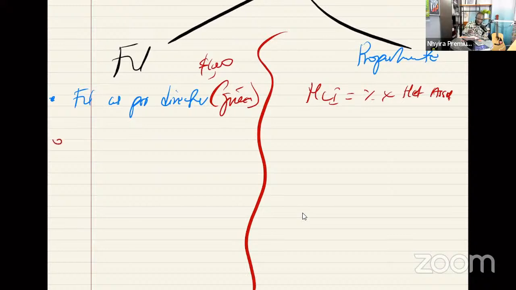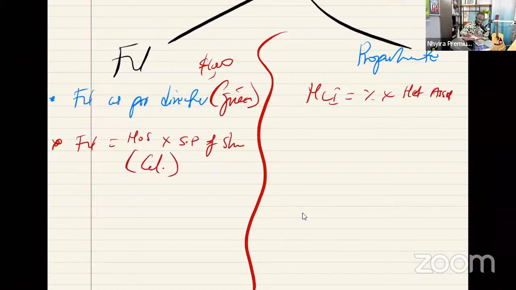But other times, NCI can be valued at fair value using the number of shares that they own in the subsidiary. In that case, the fair value will become the number of shares that the NCI owns in the subsidiary, multiplied by the share price of the shares in the subsidiary. In this case, you would have to calculate this, but the information will be provided to you for you to do the calculation.